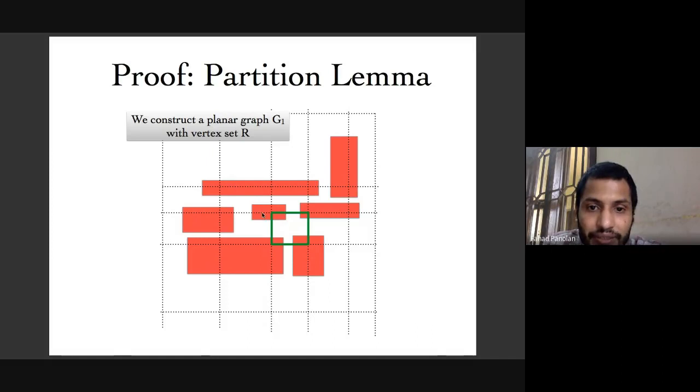So these are the vertices. Now I need some edges. So I'm going to draw an edge between two rectangles if they are intersecting one cell. So for example, you just focus on one cell. There are like 4 rectangles intersecting here. So I'm going to draw edges as follows: one from here to here, one from here to here, one from here to here, one from here to here, one from here to here. I will not draw an edge from here to here. If I draw an edge from here to here, that may not be planar. Okay.